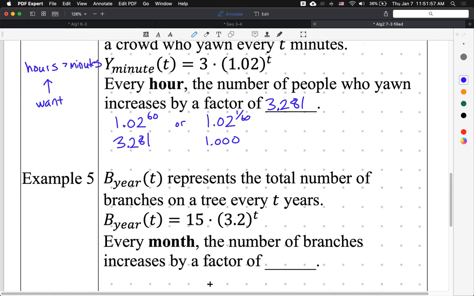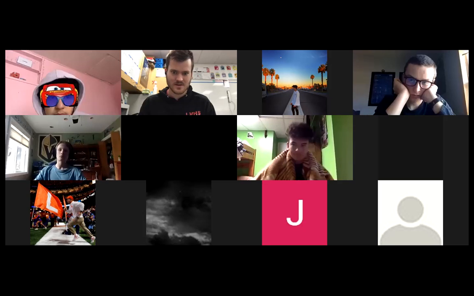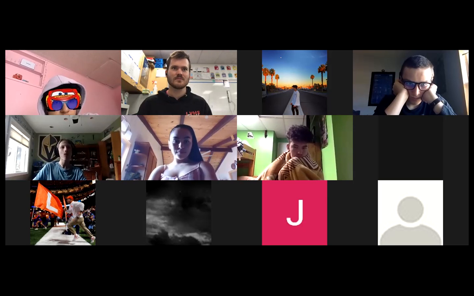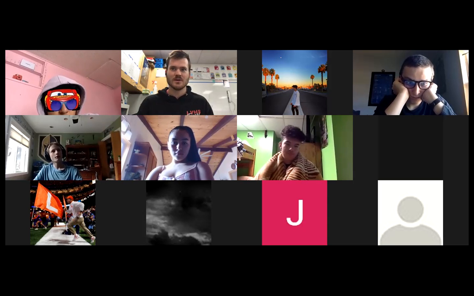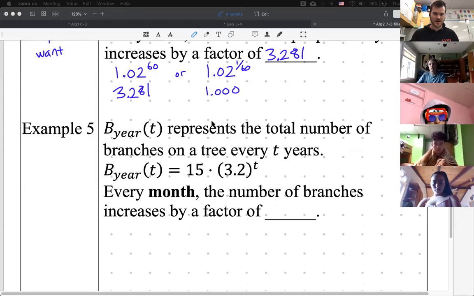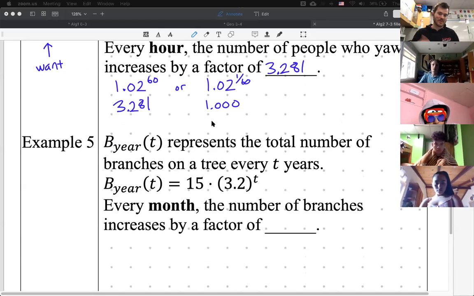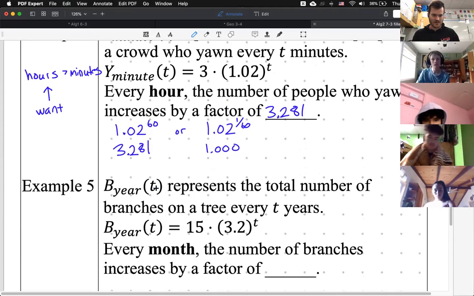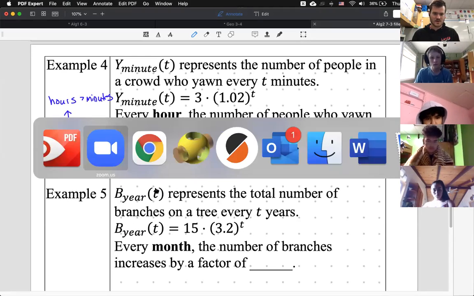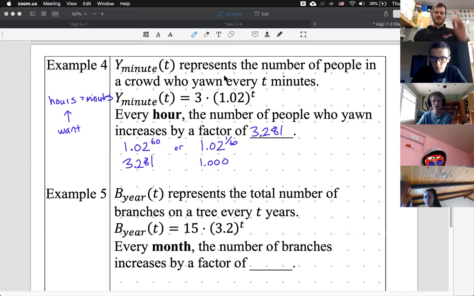All right, now is a good time to ask questions. Are there questions? Okay, well, with that then, what I want everyone to do is work on example number 5. It's basically the same thing, except you're not going to do the power of 60 or 1 over 60. It's different because I'm converting between years and months. So everyone give example 5 a try. I'll make sure that example 4 and 5 are on screen so you can compare and contrast the two. Good luck.